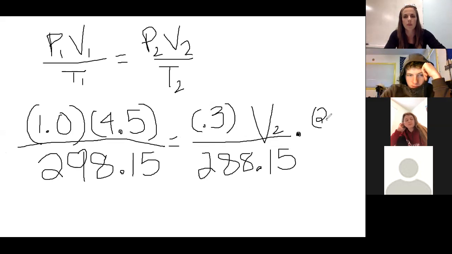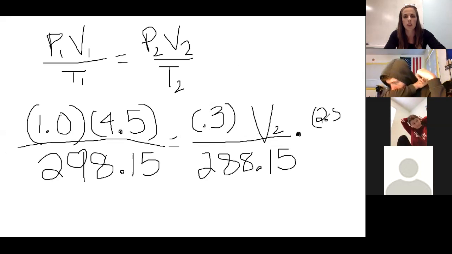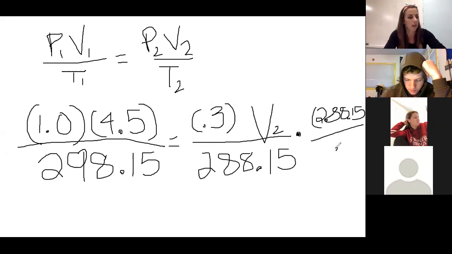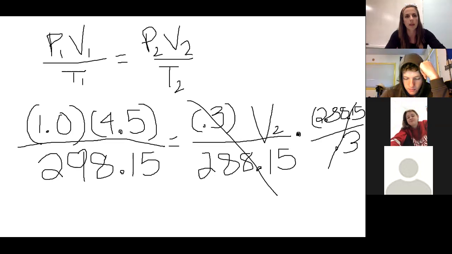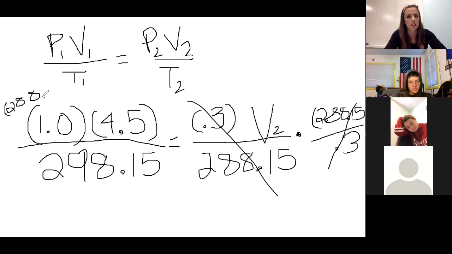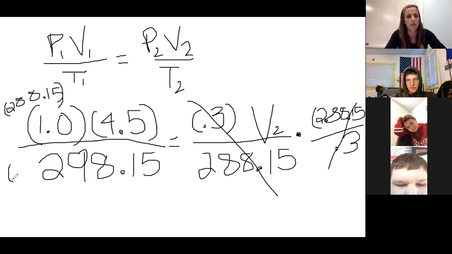Okay. Oops, I didn't mean to put a decimal there. 288.15 divided by 0.3, which is going to make that cancel, and V2 will be by itself at that point. So let me put it over here. On the top, you're going to have 288.15. Y'all probably don't need me to do this because it's in your book, right? I'm just wasting my time, but I'm going to do it anyway.